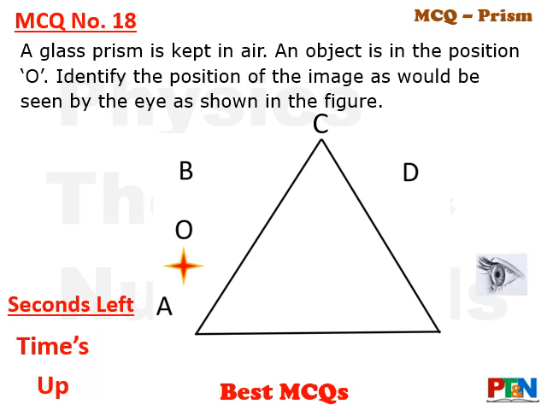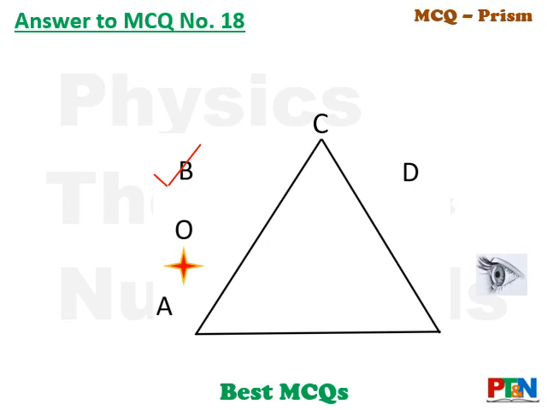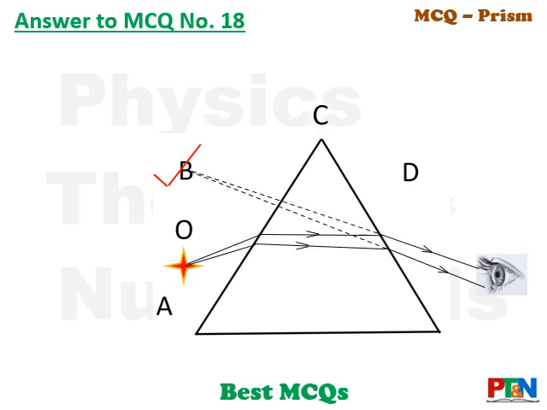Time's up. Let's see the answer. The answer is option B. Let's understand it through the ray diagram. See, the ray will bend like this and the image will get formed by the backward extension of the final emergent ray. So the position will be B. So the option is B.